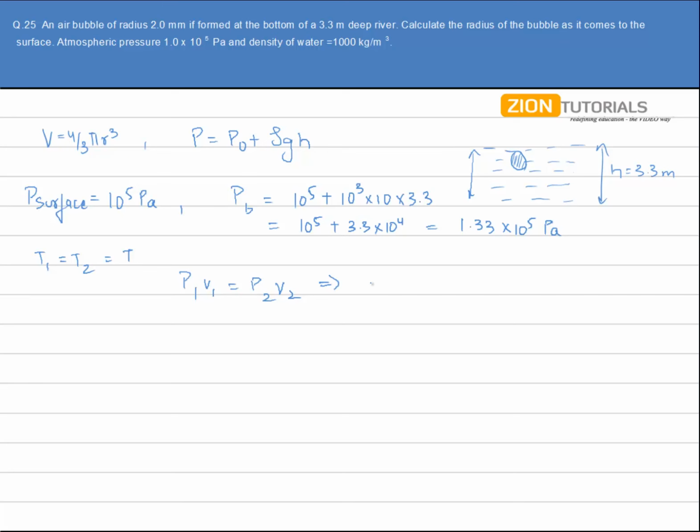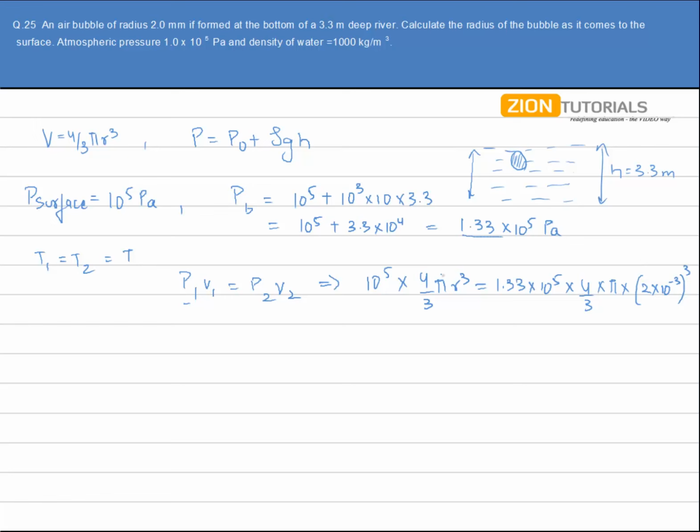This means P1 would be equal to the pressure at the surface, which is 10 raised to the power 5. And what is the volume at the surface? 4/3 pi r cube, where r is the radius at the surface, which we have to calculate, right? And this would be equal to P2, the pressure at the bottom, which is 1.33 into 10 raised to the power 5, right? And what is the volume at the bottom? It is given that the bubble has a radius 2 millimeter at the bottom. So this will be equal to 4/3 into pi into r cube, where r would be equal to 2 into 10 raised to the power -3, whole cube, right?